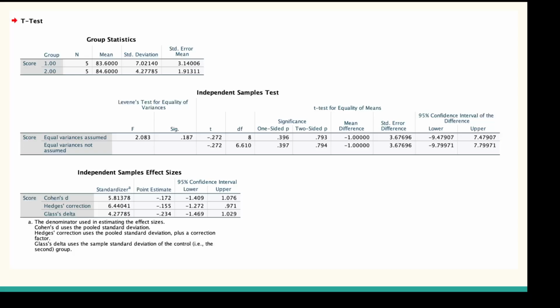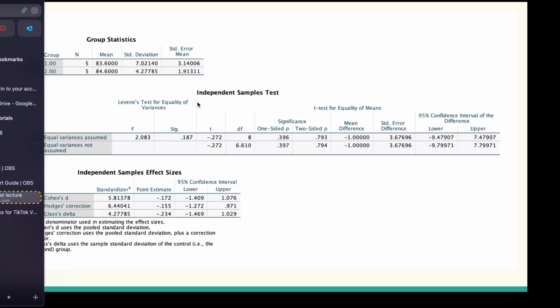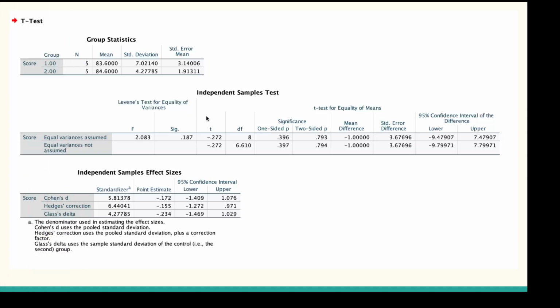Alright, now for the independent samples t-test, let's start off with the group statistics. This section provides the descriptive statistics for each group involved in the independent samples t-test. The group identifies the two groups being compared, coded as 1 and 2, and N represents the number of observations in each group, which is 5 for both group 1 and group 2, since it's going to be split up this time. And the mean shows the average score for each group. In this case, group 1 has a mean of 83.6000, and group 2 has a mean of 84.6000. So pretty close.